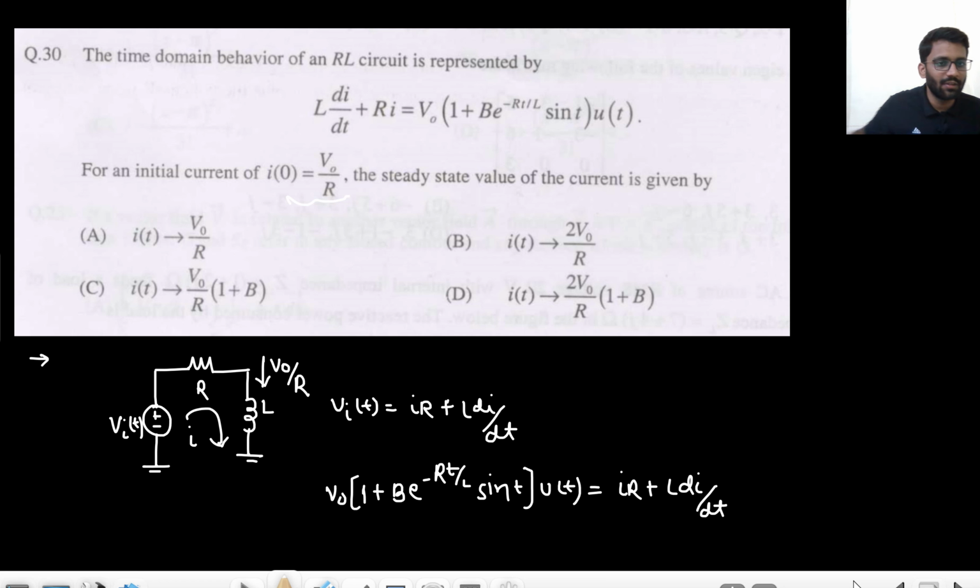At steady state, my inductor will be shorted. So simply the current will be V naught by R. That's it. While thinking about steady state, don't think about initial condition, time constant, anything. Just steady state. What is happening at steady state?